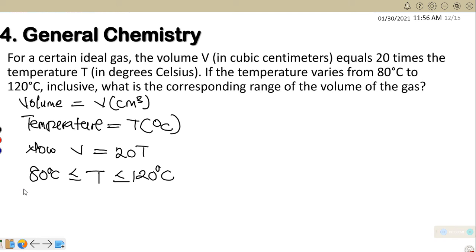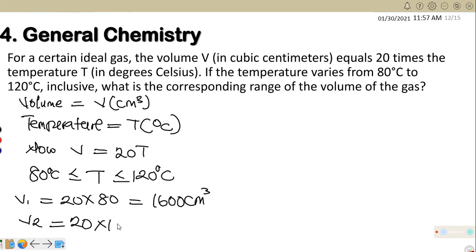And then we have the statement: calculate the corresponding range of the volume. So the volume is going to be, let's say, V1 equals 20 times 80, which is 1600 centimeter cubed, and V2 equals 20 times 120, which is 2400 centimeter cubed. Believe you are following.